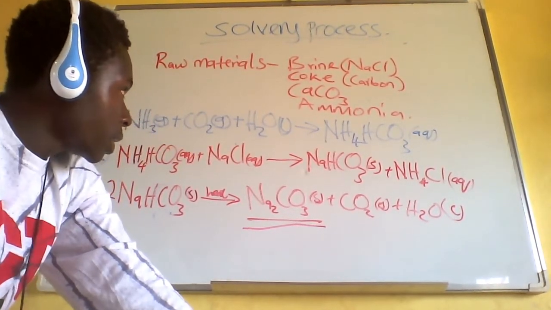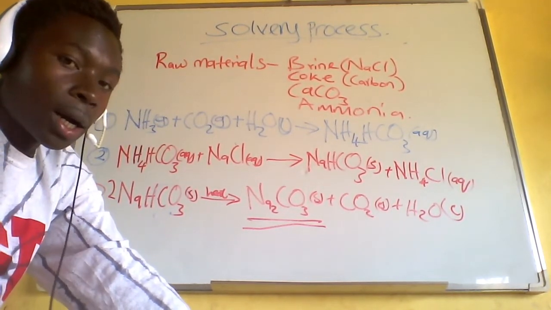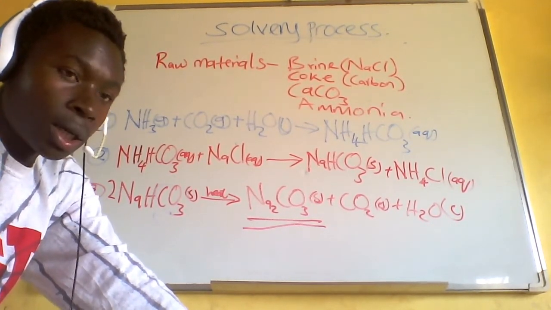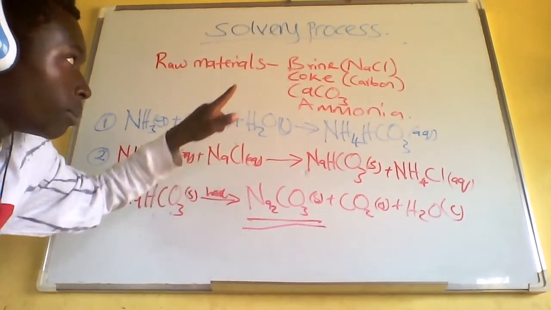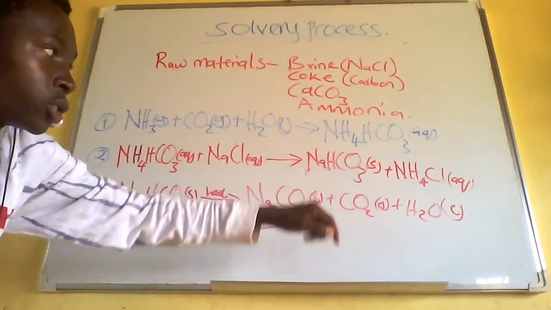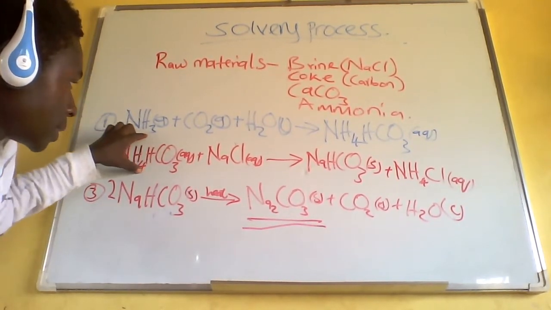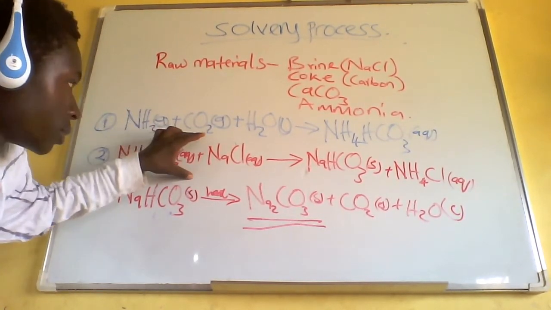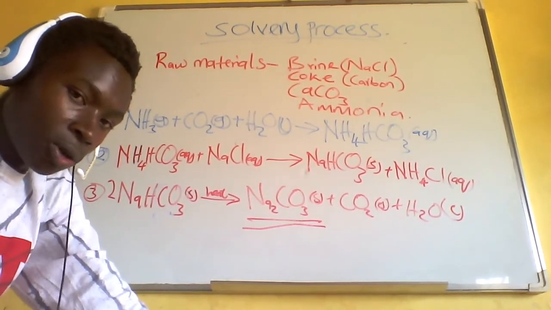The ammoniacal brine is obtained after you've reacted ammonia, carbon dioxide, and water. To the ammoniacal brine you then add the brine, or the sodium chloride, so that we may get sodium hydrogen carbonate. This takes place in the carbonating tower. This is the equation which takes place in the carbonating tower, so that we may get sodium hydrogen carbonate.